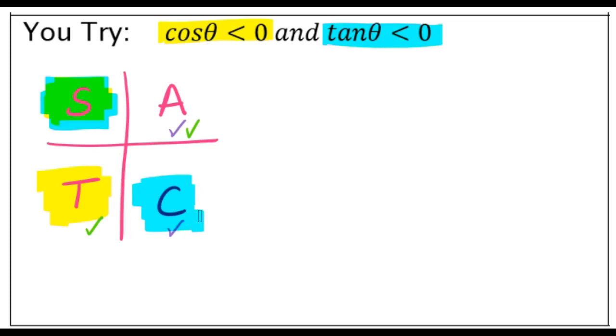Okay, so now you see that I have one quadrant where the blue and the yellow highlighting overlap. That would be right here in quadrant 2. That is my solution. So you're looking to see which quadrant gets marked twice. That's where they overlap, and that's where both of those inequalities are true.